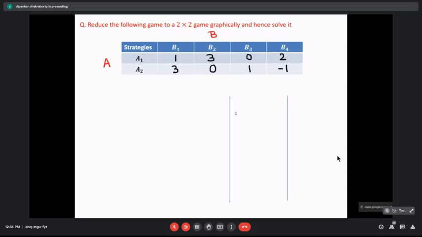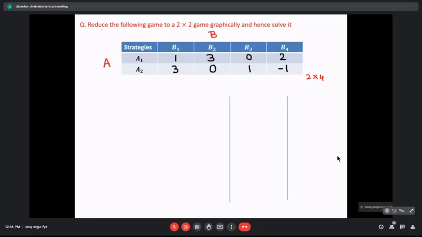Okay, to all of you, till now, what I've said, the purpose of the graphical method is to convert the game into a 2x2 game. We can apply the graphical method if any one of the players, either A or B, must have two strategies. Now, you can see that this game is basically a 2x4 game. So that means we can apply the graphical method.